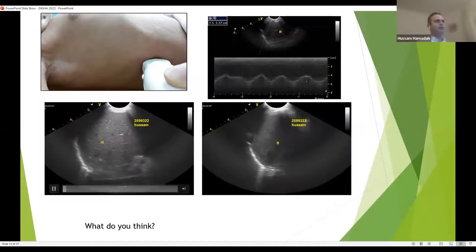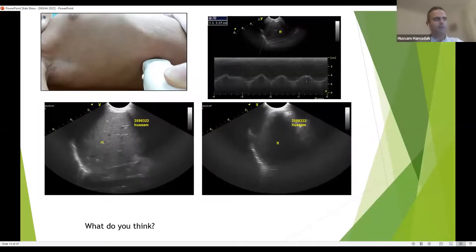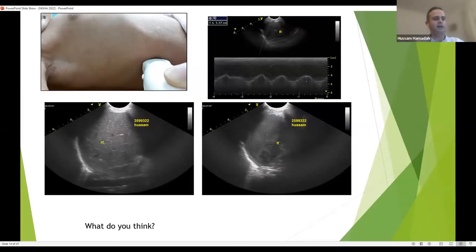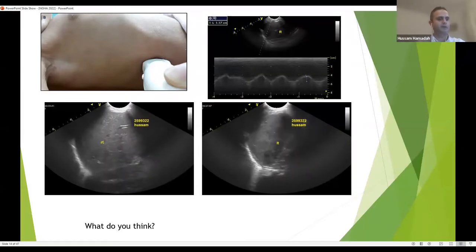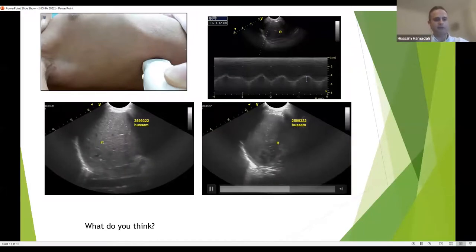normal left diaphragm. If we perform the, you cannot see the marker. Oh, still. One minute, I will try to see like this.